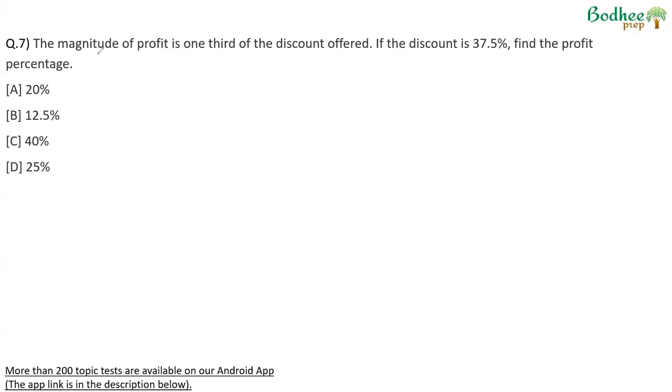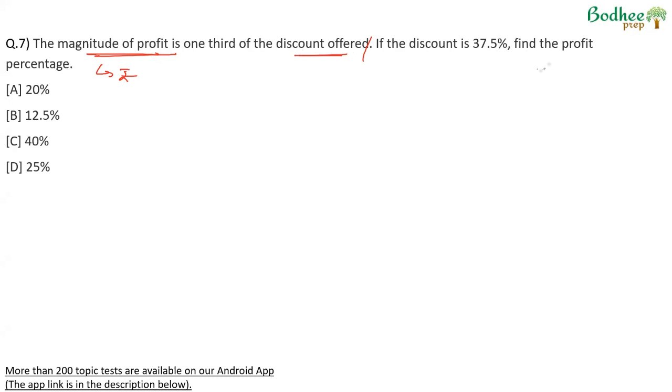The magnitude of profit, magnitude, not percentage, magnitude. So this is in rupees, is 1/3 the discount offered. So profit is 1/3 in rupees of discount in rupees. If discount is 37.5%, then find the profit percent.